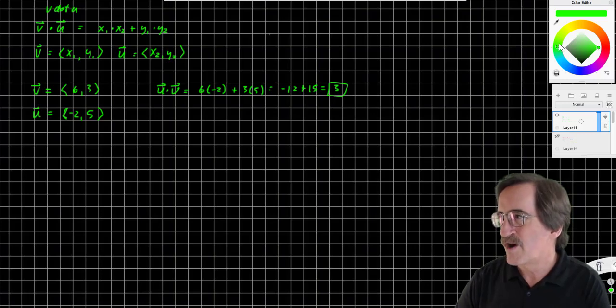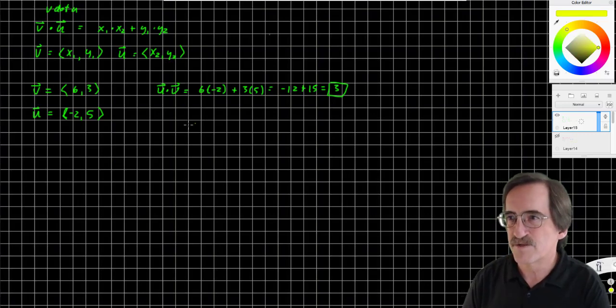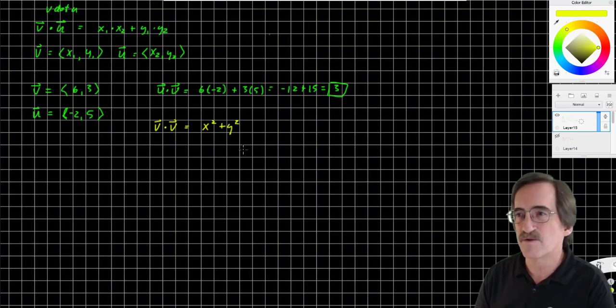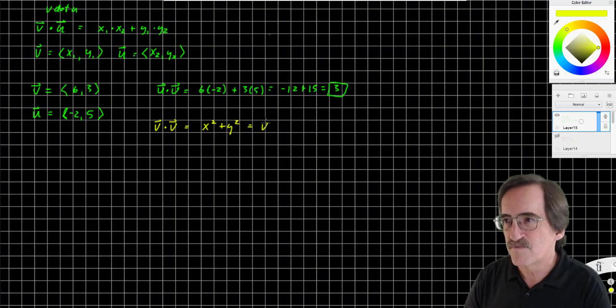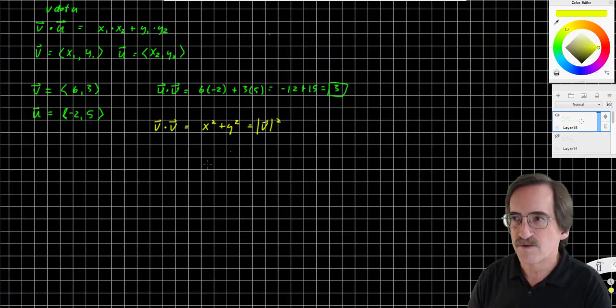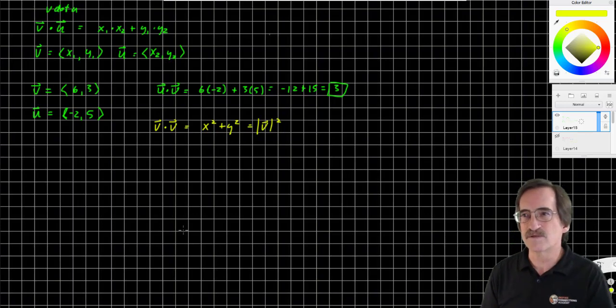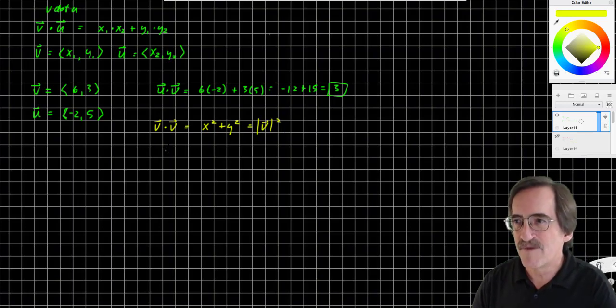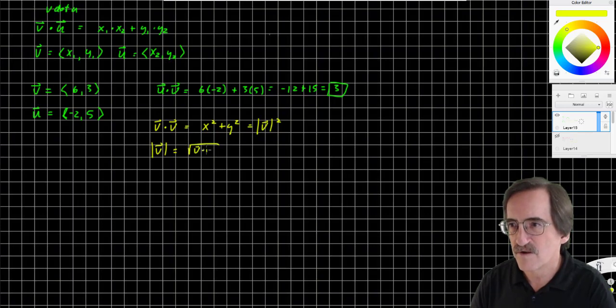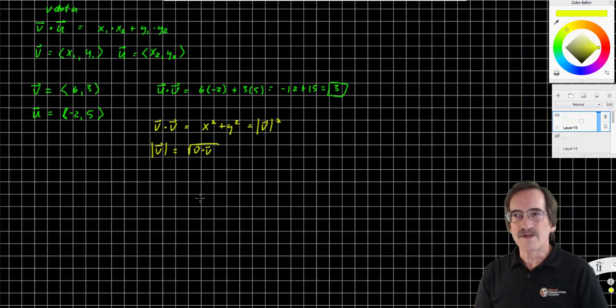Let me give you one of the properties of dot products that is quite interesting. If I take a vector and dot product with itself, okay, I get x squared plus y squared. And you might recognize that. That's the Pythagorean theorem. That is equal to the magnitude of V, but squared, so it's without the square root. So the magnitude of V squared is V dot V. Or you might say the magnitude of V is the positive square root of V dot V. All right, so that's an interesting result.